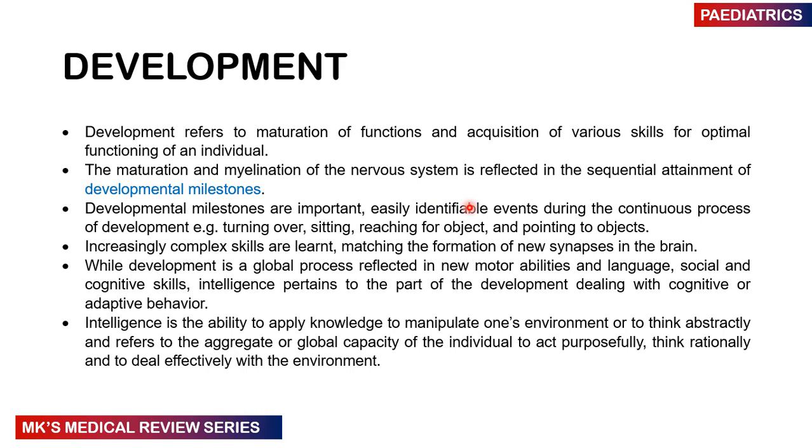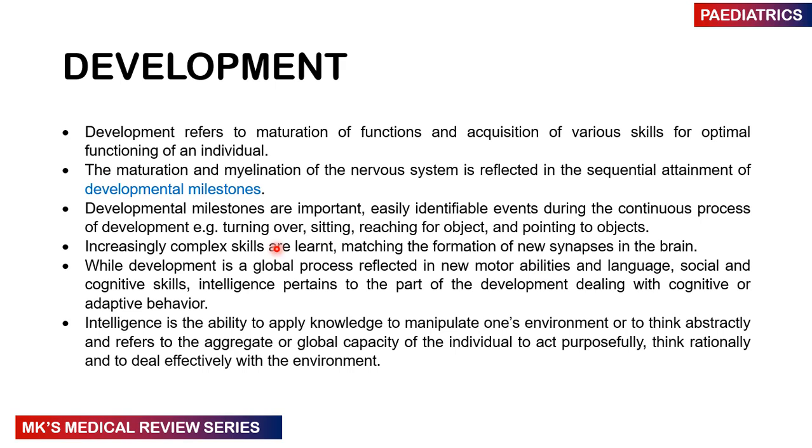For example, before a child can sit, they should be able to roll over in bed. They should be able to sit afterwards. Afterwards, they should be able to reach for objects. They should be able to point for objects. They should be able to crawl. They should be able to cruise. They should be able to walk. They should be able to run and eventually jump. So they happen in a sequential manner. And remember that increasingly complex skills are going to be learnt, and this matches the formation of new synapses in the brain.